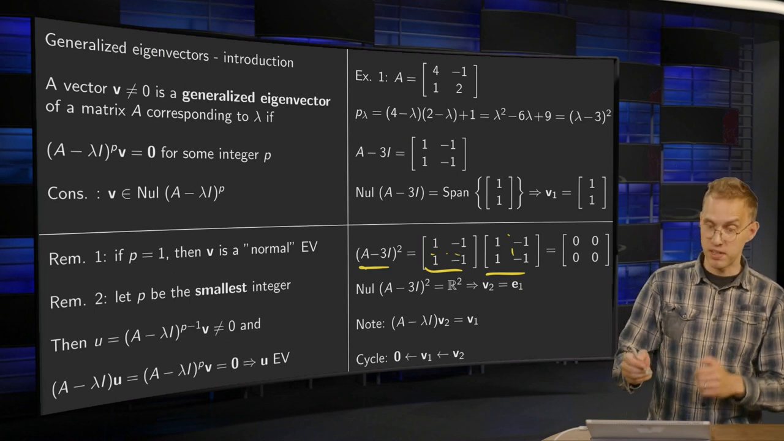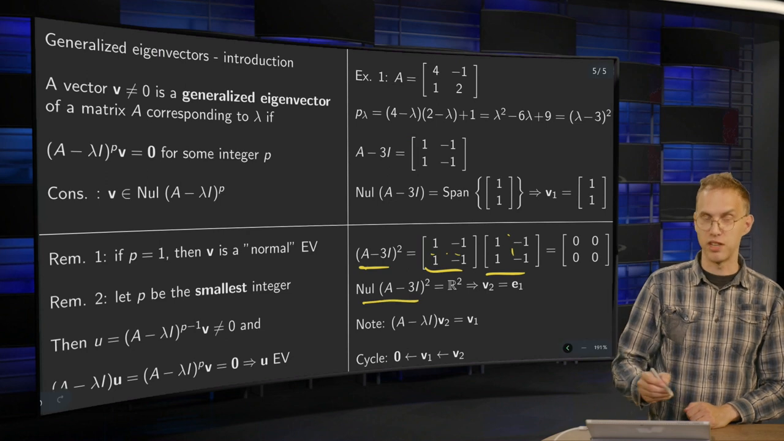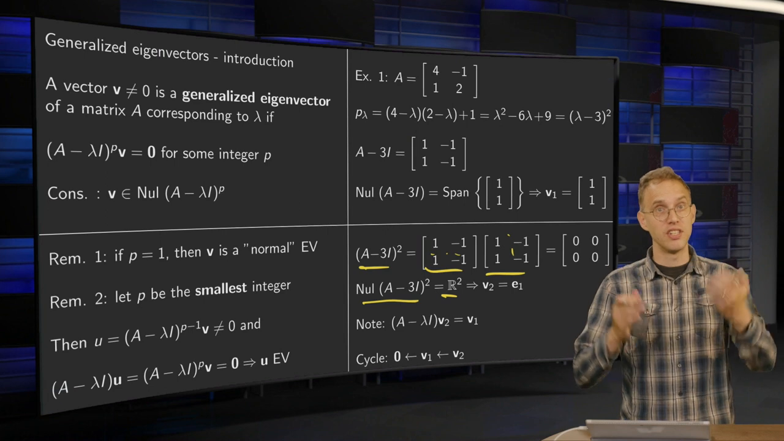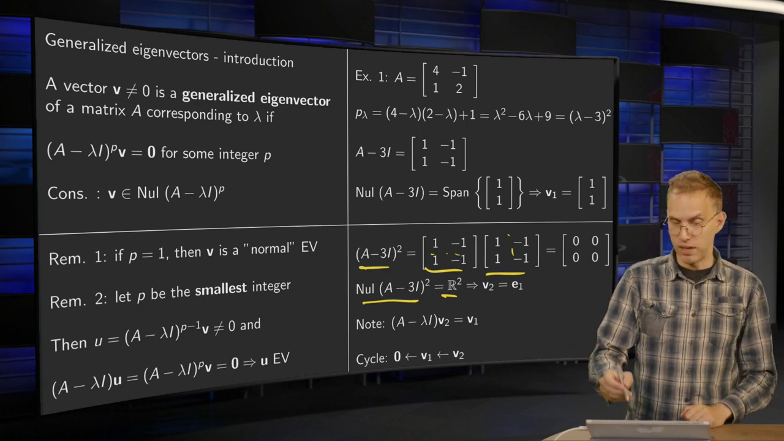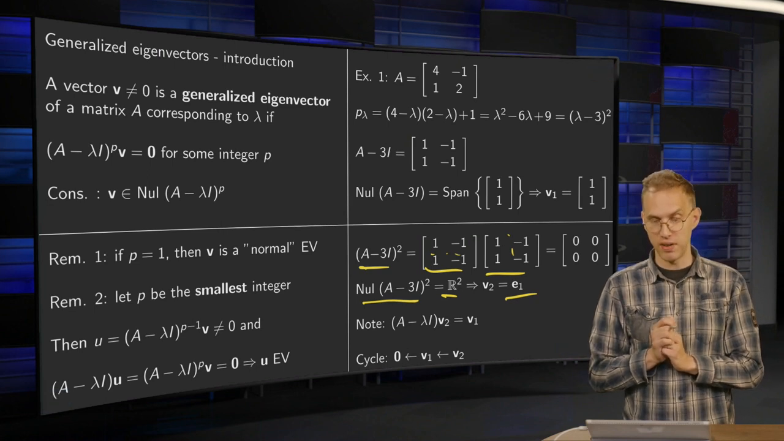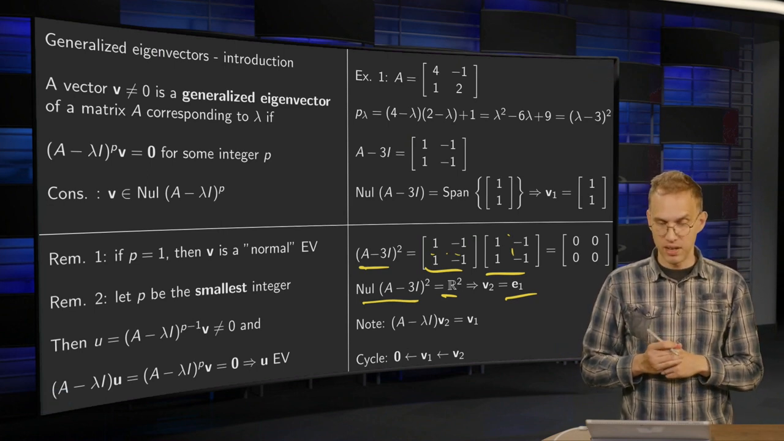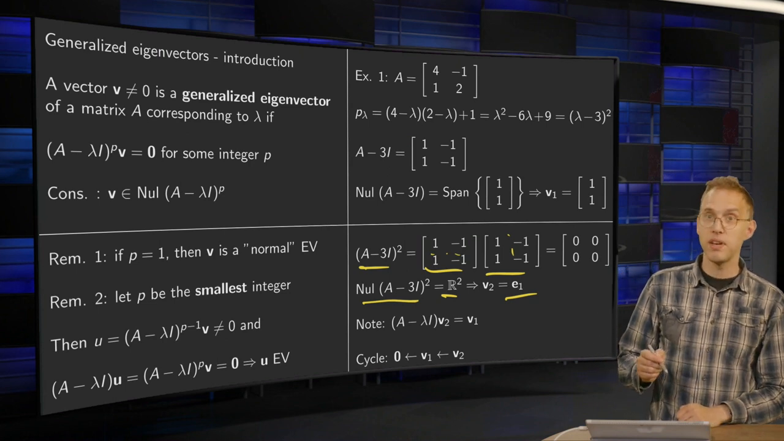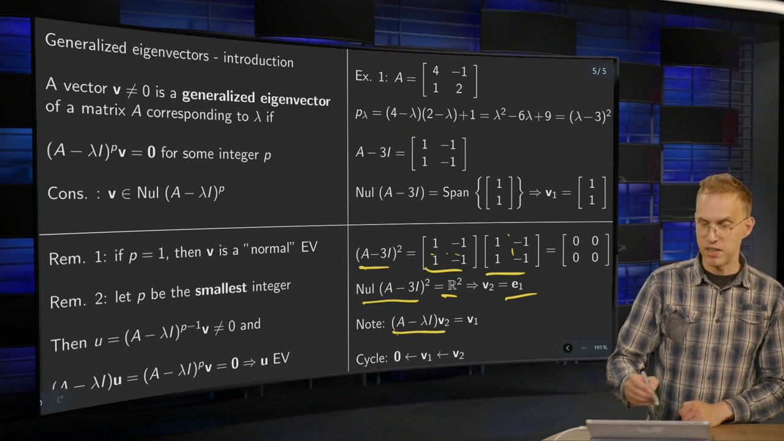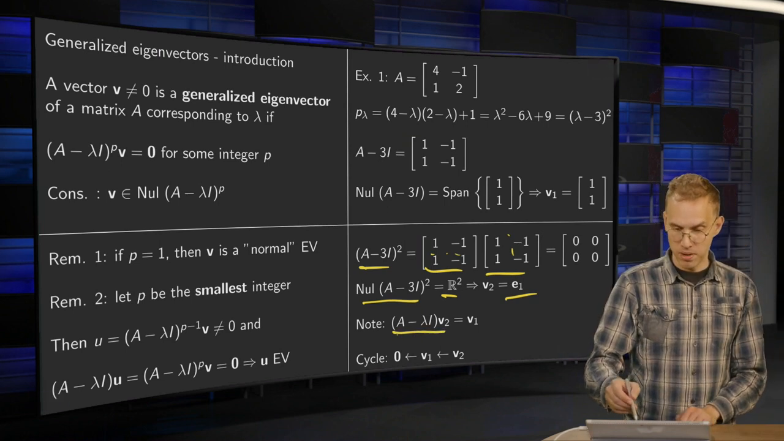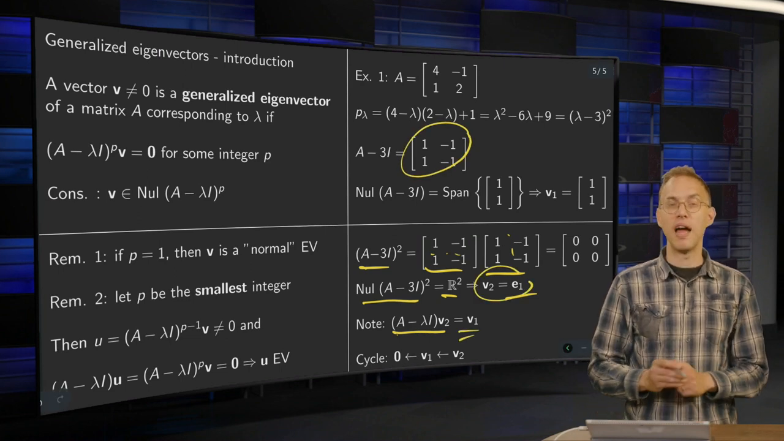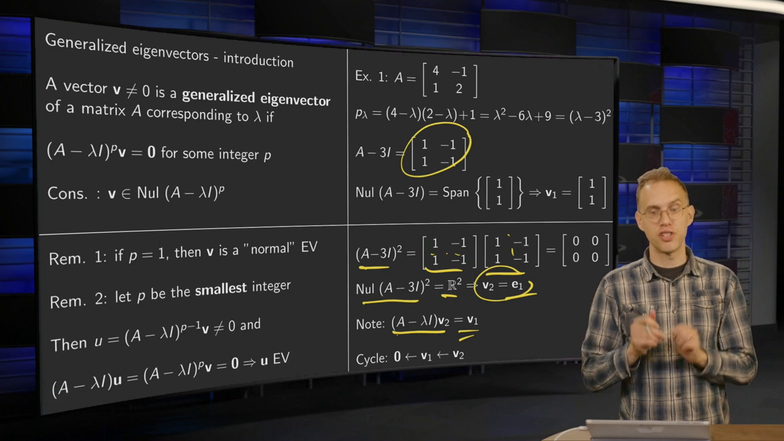So that means that in particular, the null space of this A minus 3I squared is everything, it is R2. So we can find a second generalized eigenvector. We can take, for example, (1, 0). E1 is our second generalized eigenvector. And then we see something special happening. If we compute now A minus lambda I times this V2, so this matrix times V2, we get our V1 back. So we can make sort of a cycle.